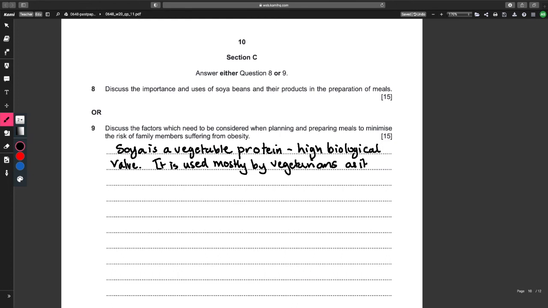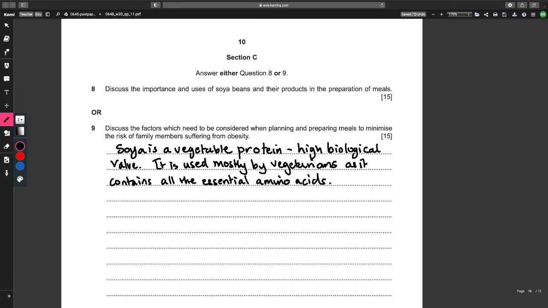As it contains all the essential amino acids. I do want to point out on these essay questions that it is important that you don't use bullet points. They are expecting you to discuss here. So you do need to put together pros and cons of it and not just bullet points.